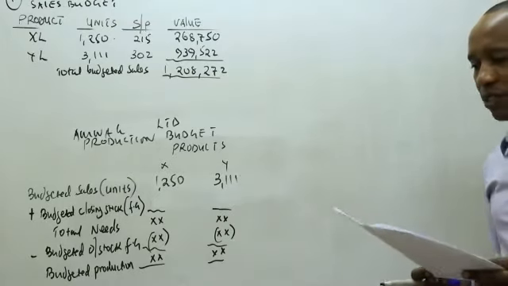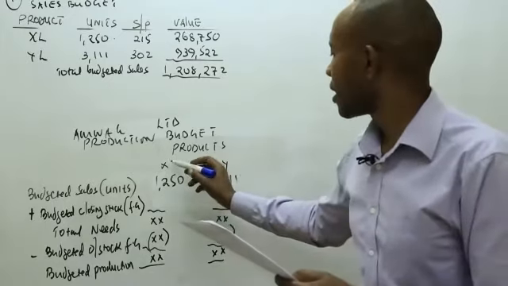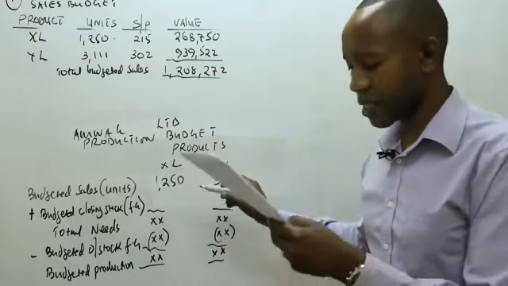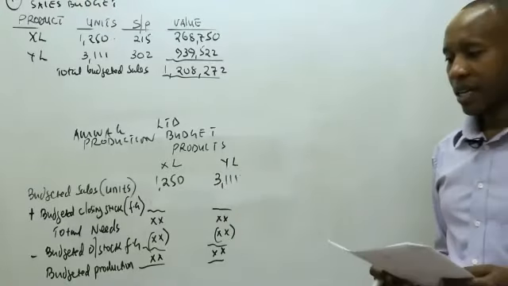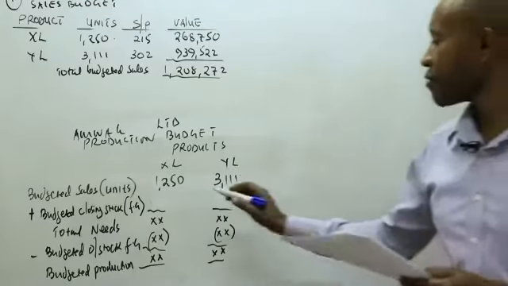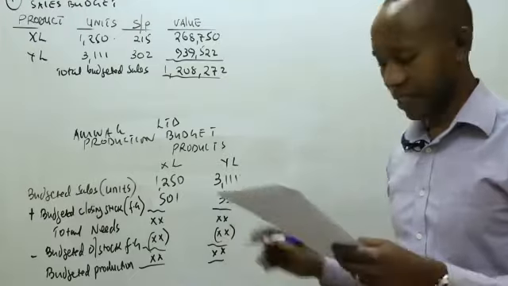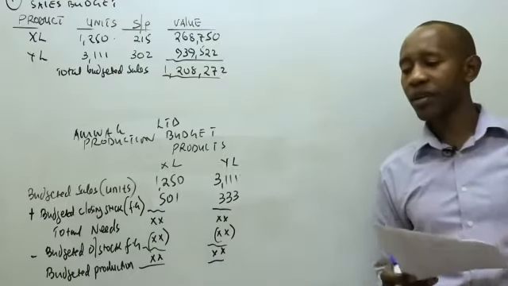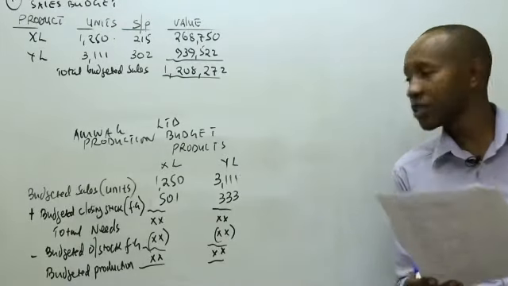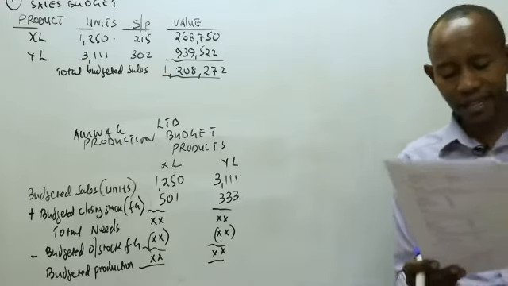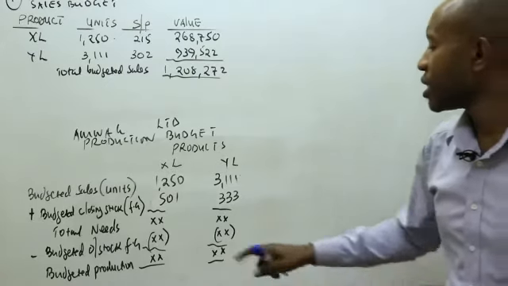Yes, we have 501. So for X, this is XL, and here is YL. So this is 501 and 333. I hope we can all see that under note 3. Under note 3, we have 501 and 333. So give me the total needs.